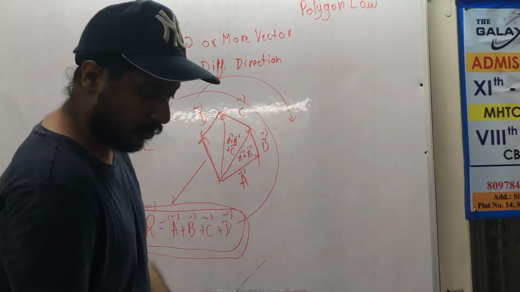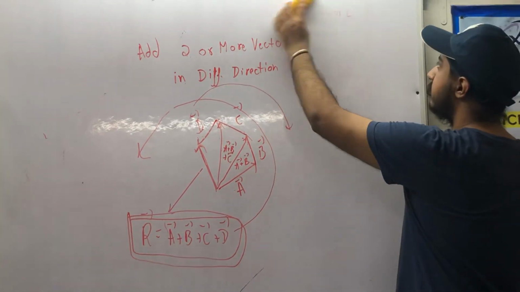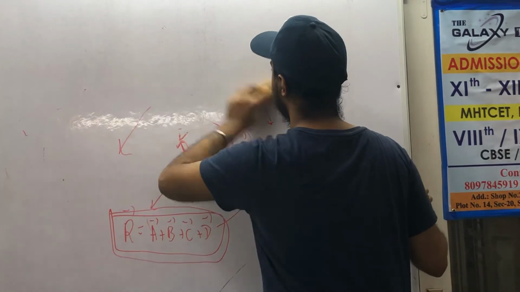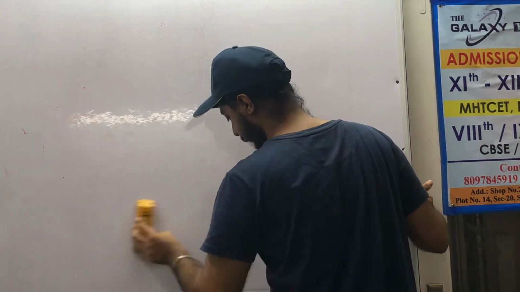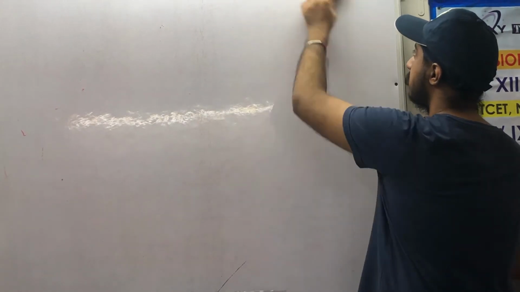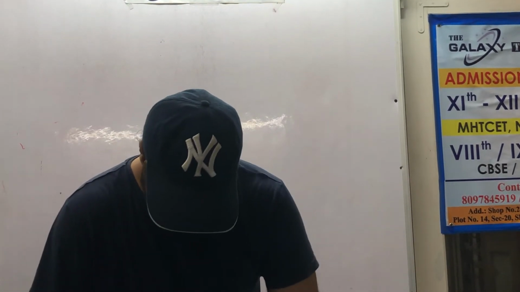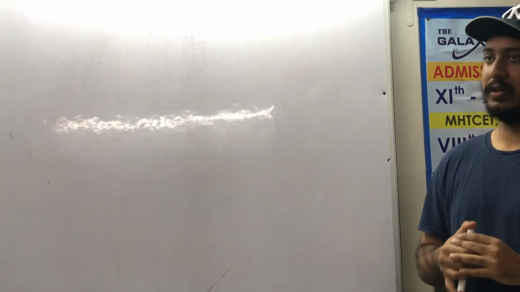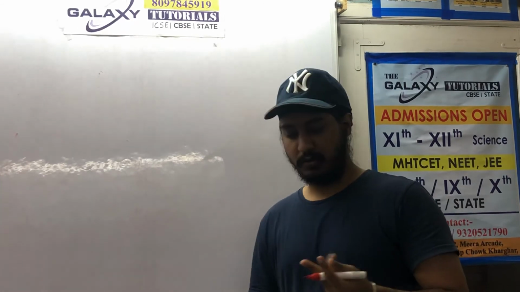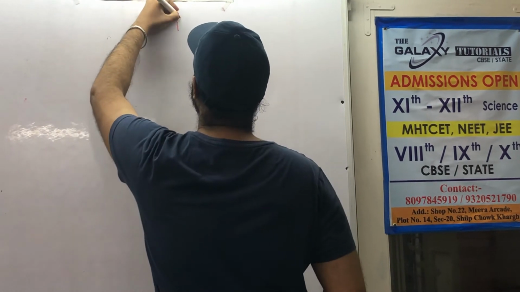So now we will see the last law, that is the parallelogram law. It's quite simple, nothing complicated. Okay, so your last law is the law of parallelogram. When do we use parallelogram law? First of all, we use parallelogram law for addition of two vectors only. It's quite similar to triangle law also.